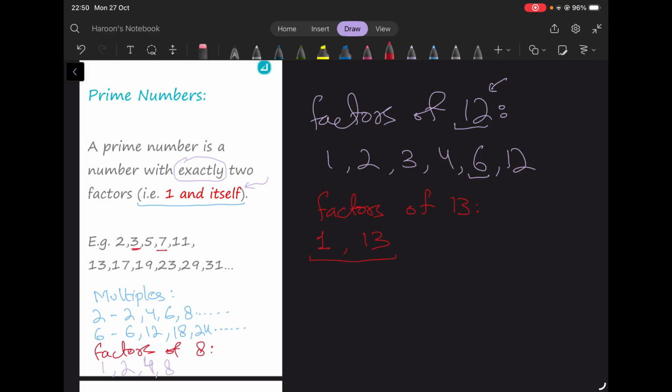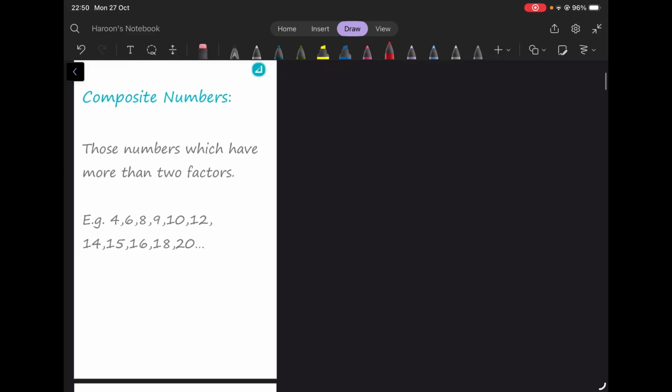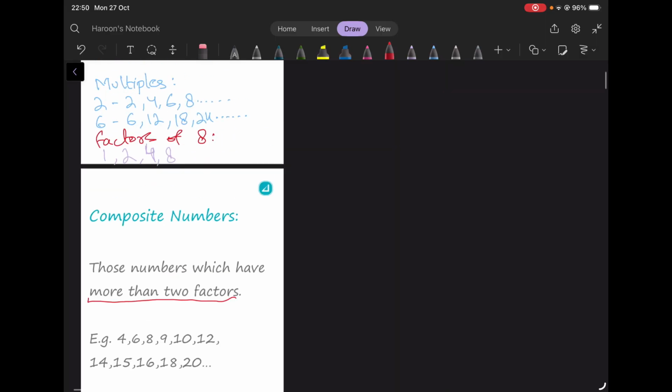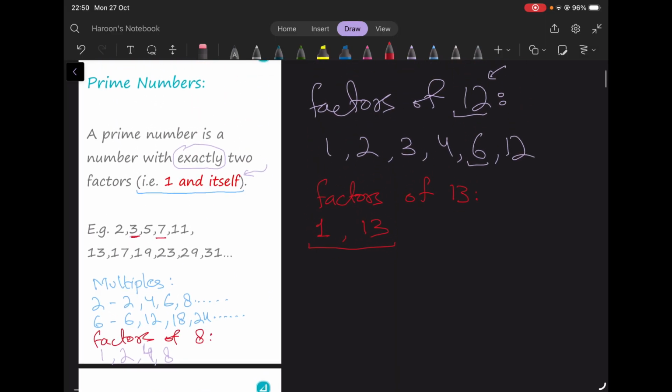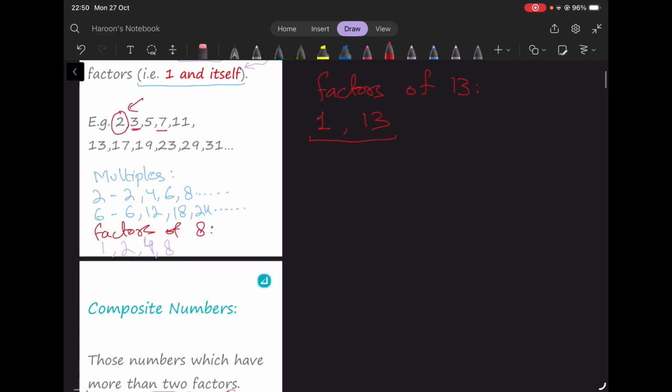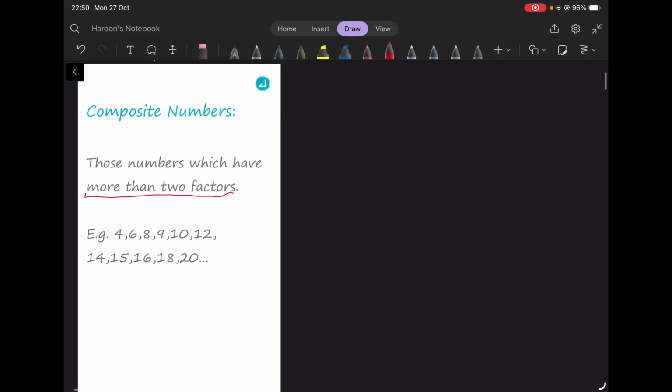So when a number has exactly two factors, they are considered prime numbers. Composite numbers are opposite to your prime numbers. They should have more than two factors. So for all even numbers apart from 2, 2 is the only even number that is a prime number. All the rest of the even numbers, they are composite numbers.